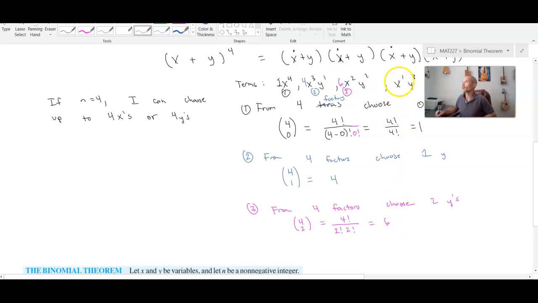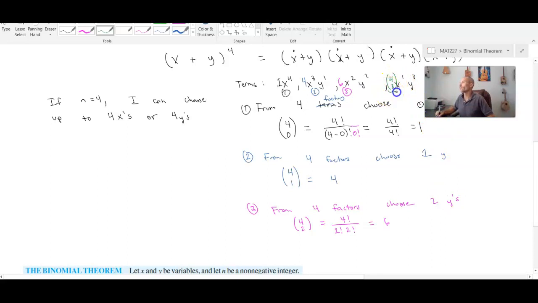And I can proceed in this fashion. Here I could say that this coefficient, and I'll go ahead and write them in since I think we have a pattern now. This one, from 4 factors, I want to choose 3 y's, and 4 choose 3 is actually the same thing as 4 choose 1, right? Because from 4 things, how many ways could I make sure one of them is a y, versus from 4 things, how can I ensure 3 of them are y's? Well, that means the other one's an x, and so that will give me x to the first y cubed.